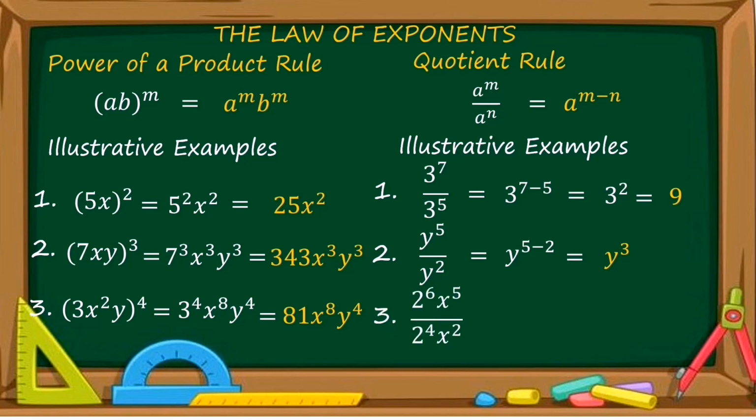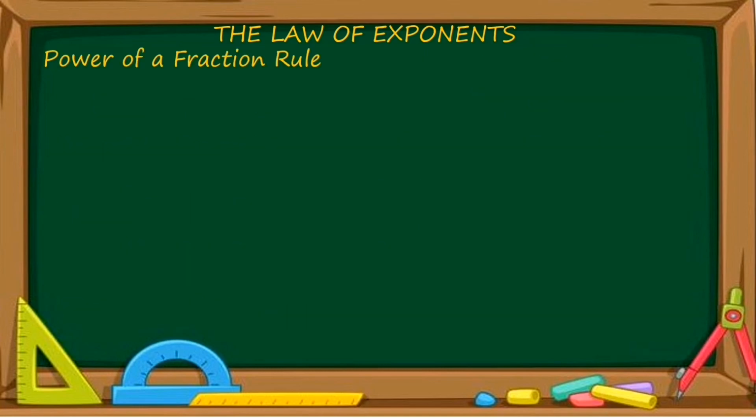Lastly, 2 raised to 6 x raised to 5 over 2 raised to 4 x raised to 2 is equal to 2 raised to 6 minus 4, x raised to 5 minus 2. Simplifying it, it is equal to 2 raised to 2 x raised to 3. The value of 2 raised to 2 is equal to 4. So therefore, our final answer is 4x raised to 3. Next, we have the power of a fraction rule.